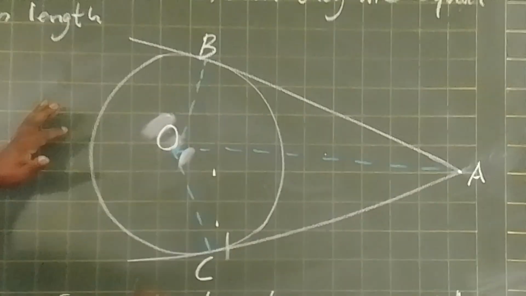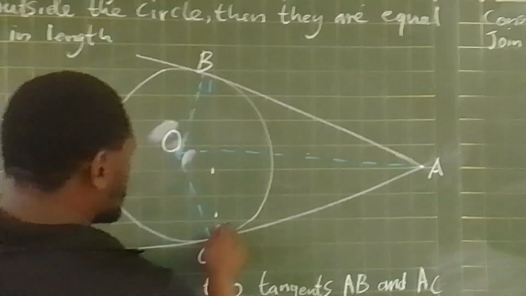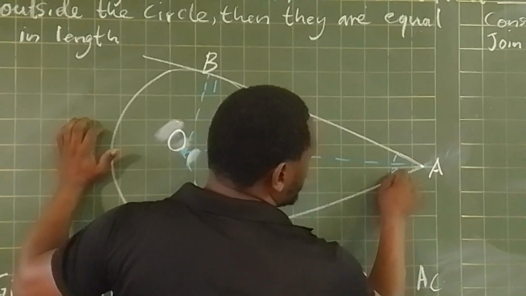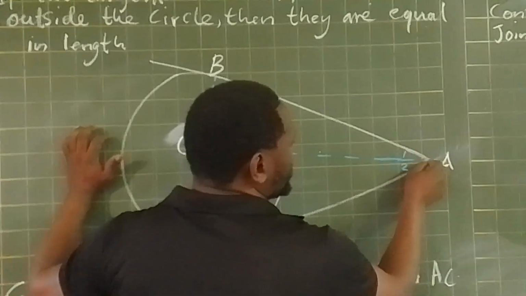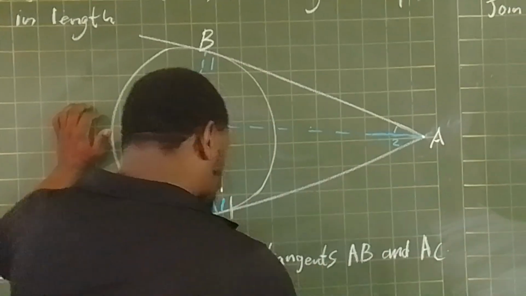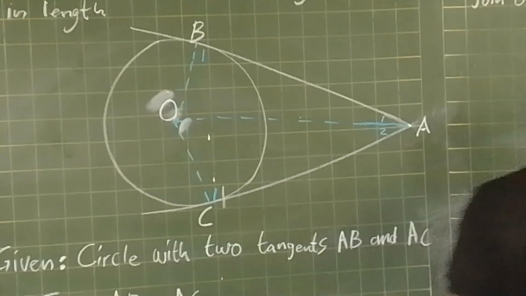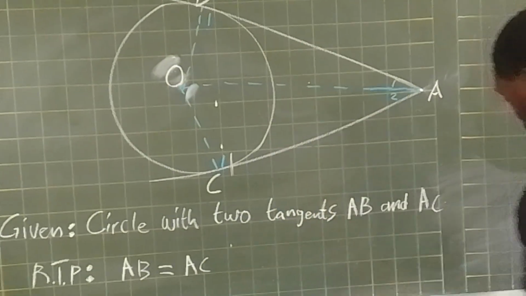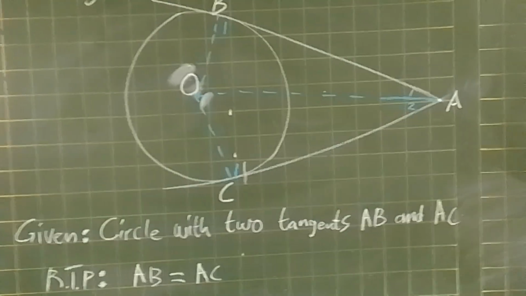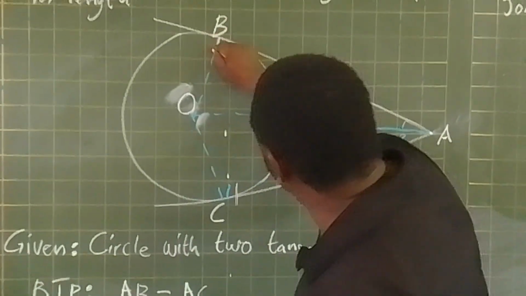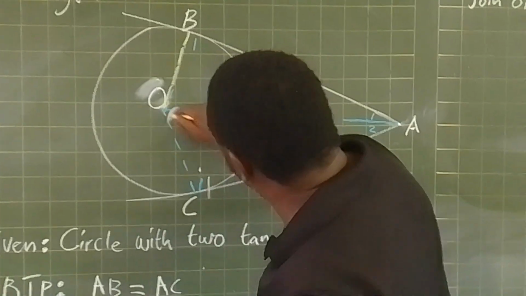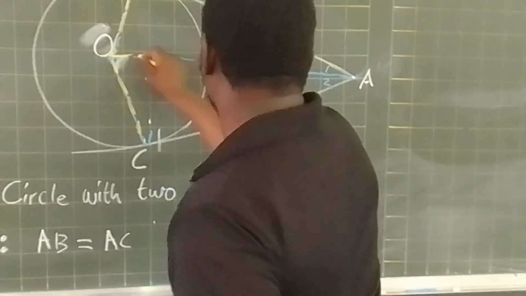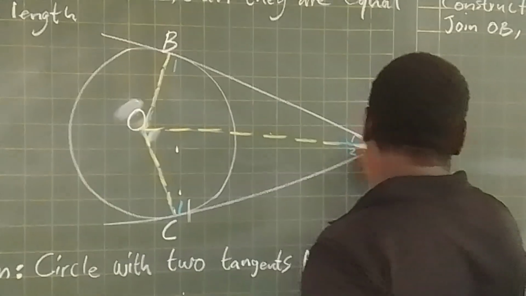Right, this one will be B1, this one will be C1, this one will be A1, A2. Right. And if you can check here, we have constructed OB, OC, and OA.